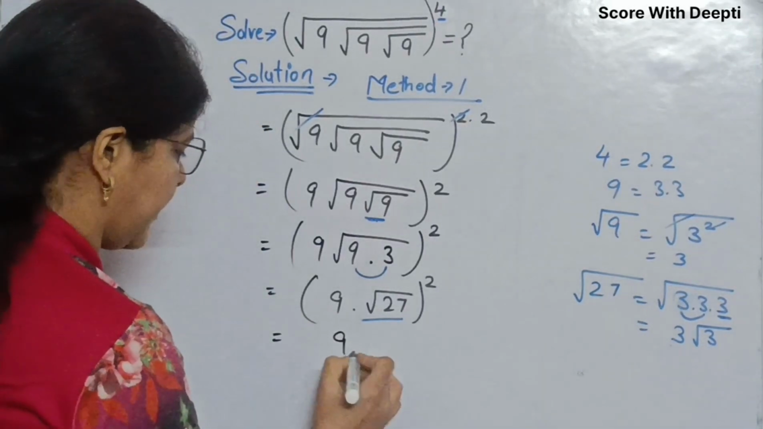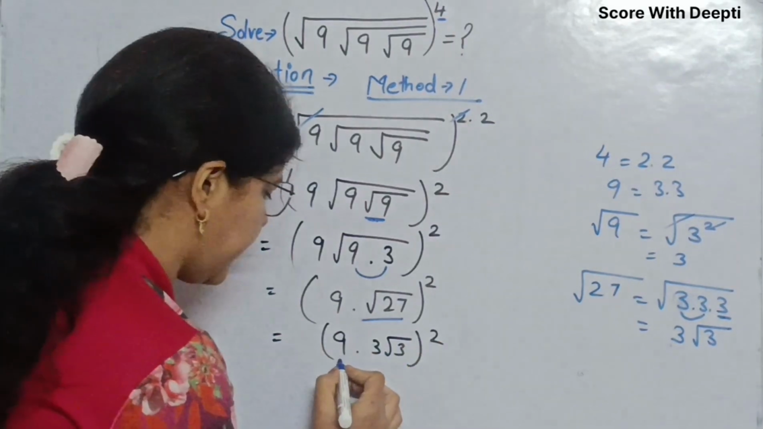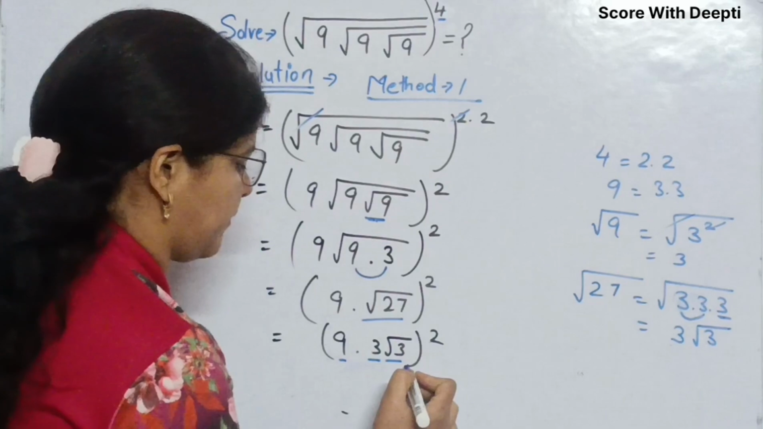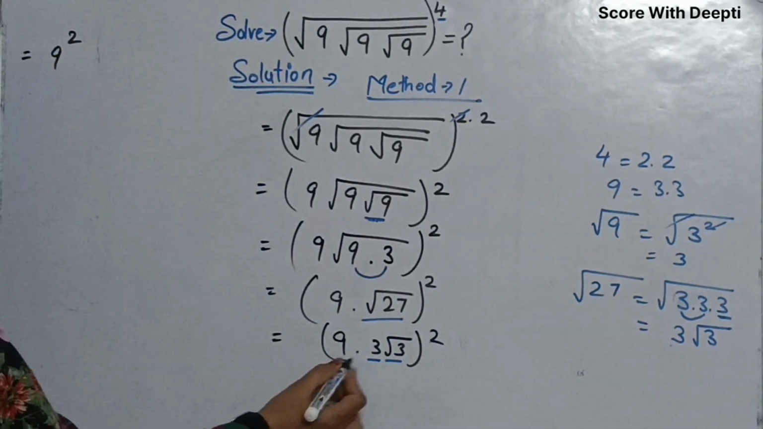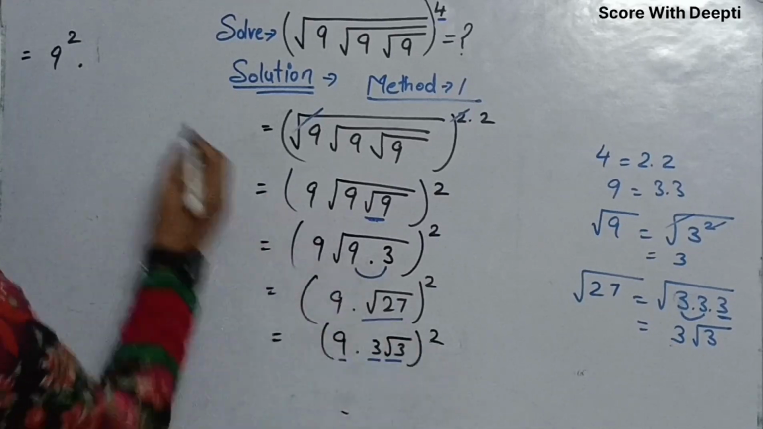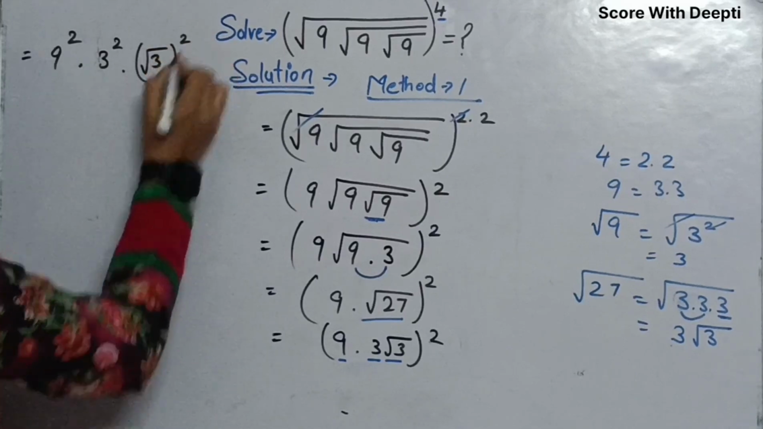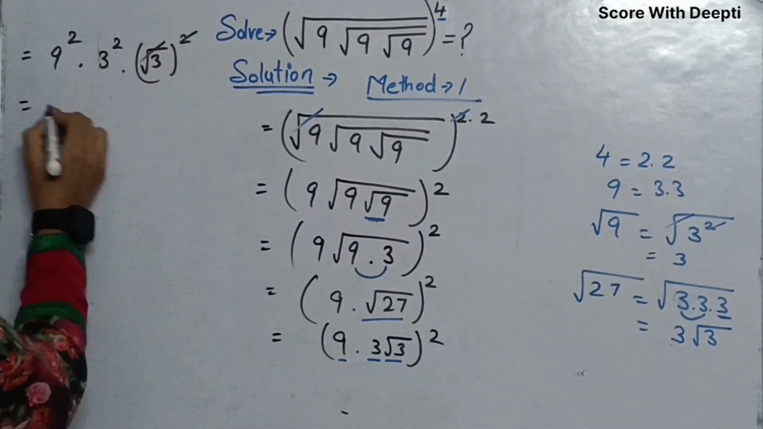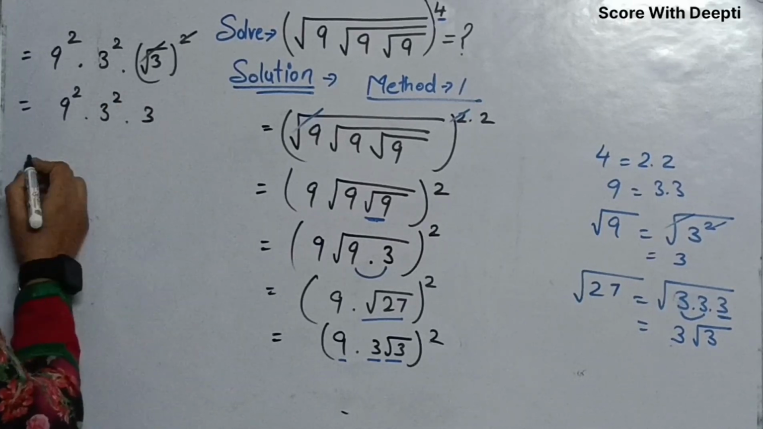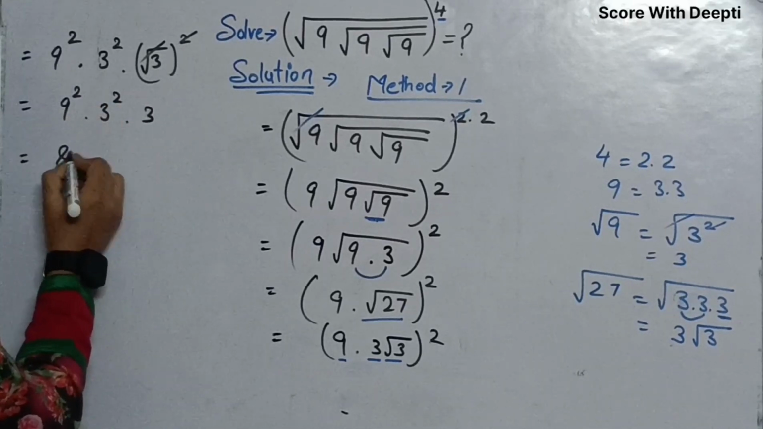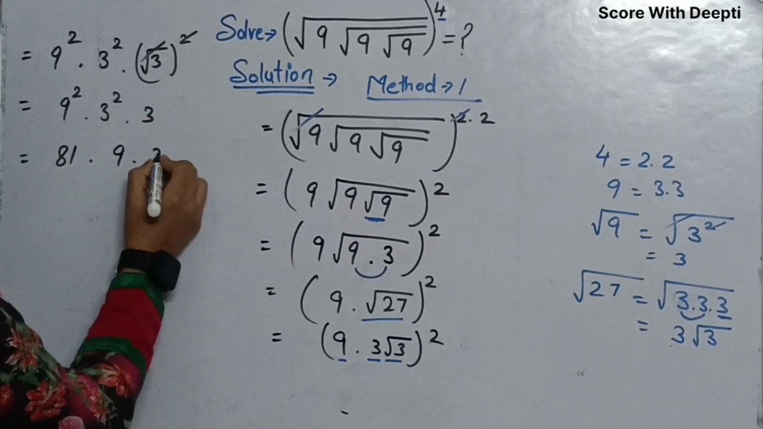Here we will write 9 into 3 square root 3, whole square. Next, here there are 3 terms under the square, and this can be written as, first we will write 9 square. Next we will write 3 square. Next we will write square root 3 whole square. This square cancels with the square root and we get 9 square into 3 square into 3. Next we solve this. 9 square equals 81, 9 into 9, 81. 3 square equals 9, and 3 as it is.